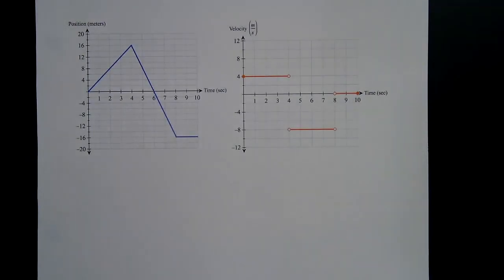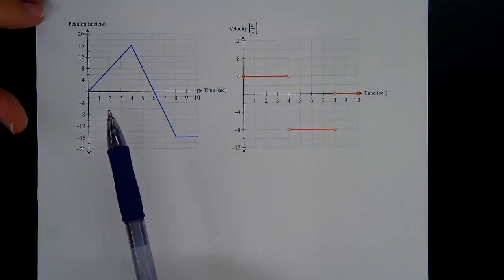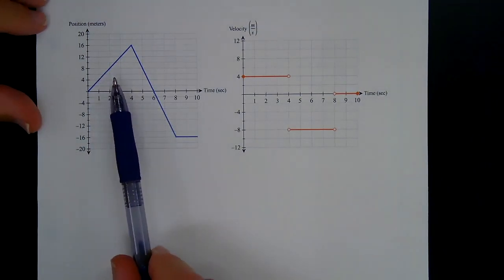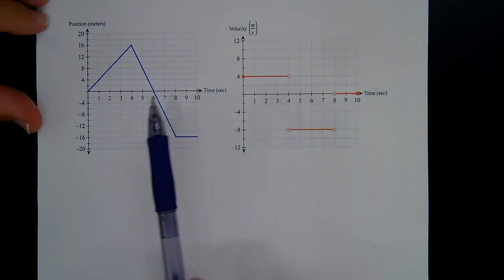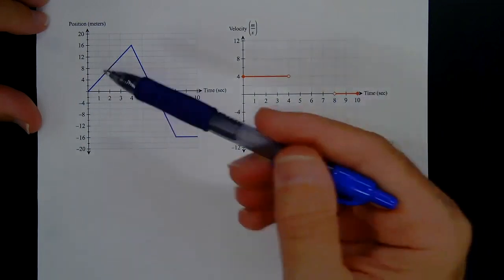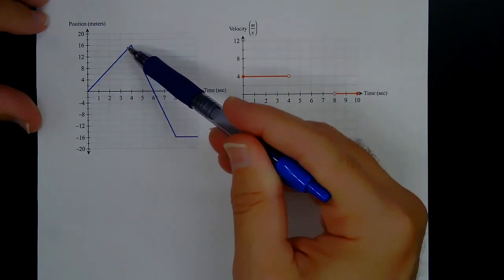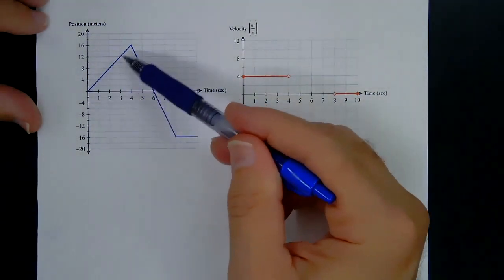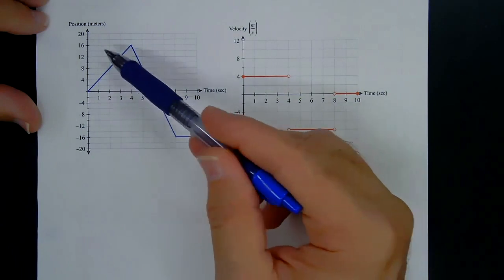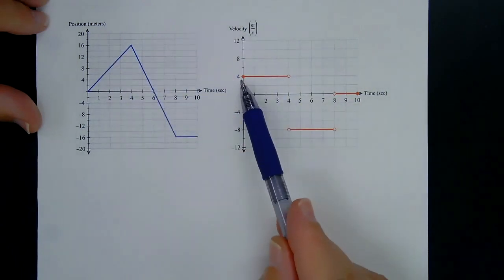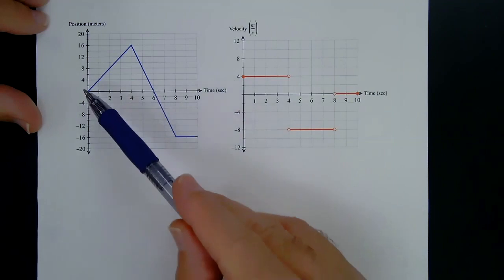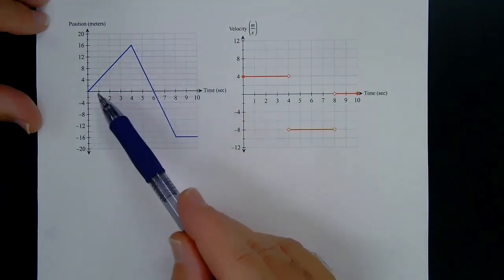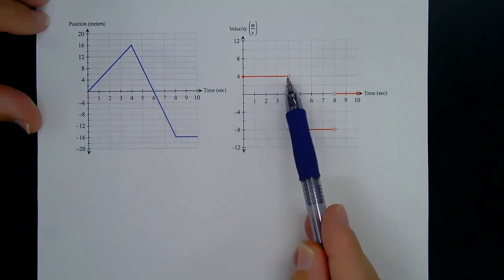I want to do this problem because I want to show you that we're going to do it the same way. This is the position graph, and this is the velocity graph that goes with it. The slope of this line is an increase of 16, going from 0 to 16 in 4 seconds. So 16 over 4 would be 4. That's why this is a horizontal line. The slope between any two points from 0 to 4 is 4.